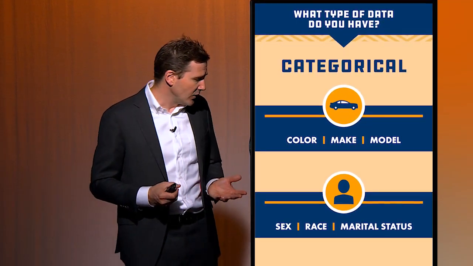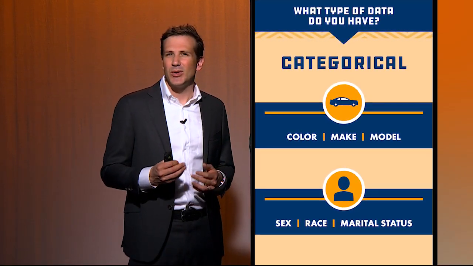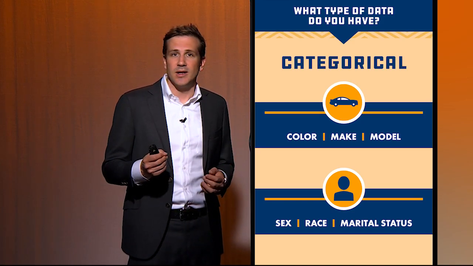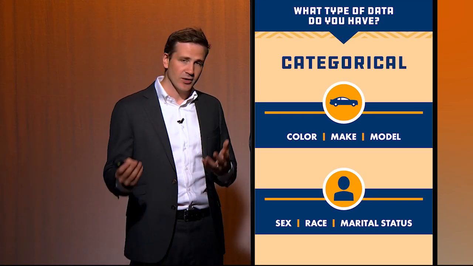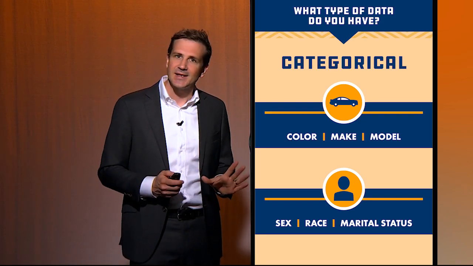We have that with people too. You have sex, race, and marital status. It's very difficult to put those in any given order. You're either male or female. You're either black or white. These are just categories, categorical data. That's type of data number one.